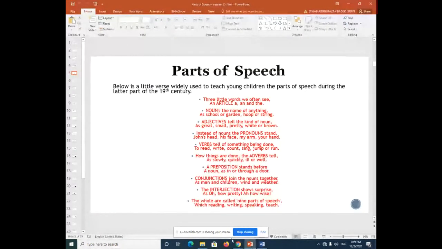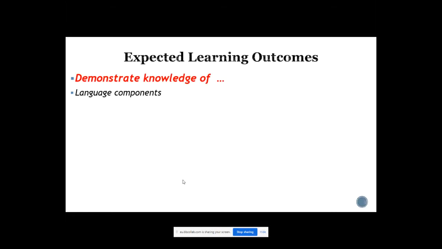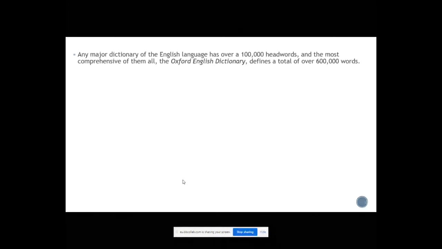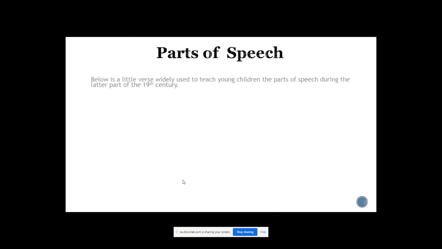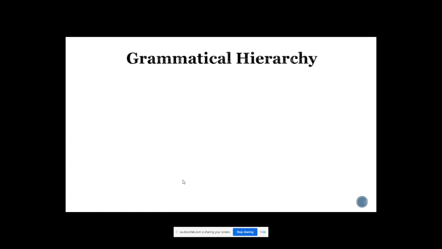Okay, so if we continue, we come now to grammatical hierarchy, which is a system made of different layers. So this is the verse, the short verse. Now we go to grammatical hierarchy, and it is very important to keep in mind that, now I'm just reiterating what we talked about last time.